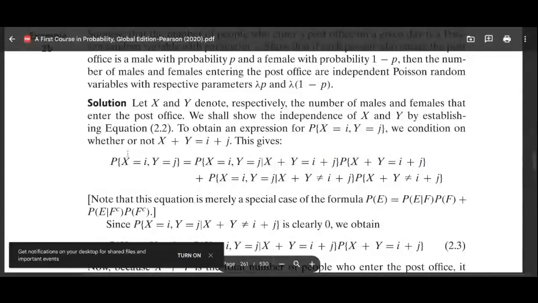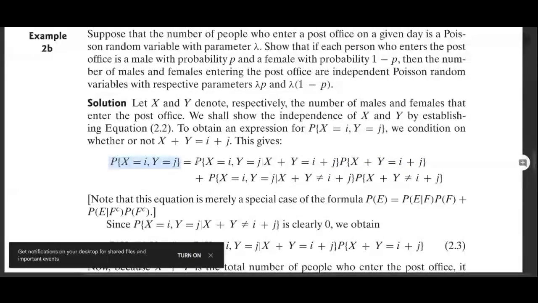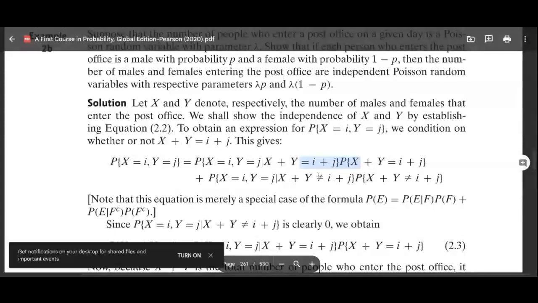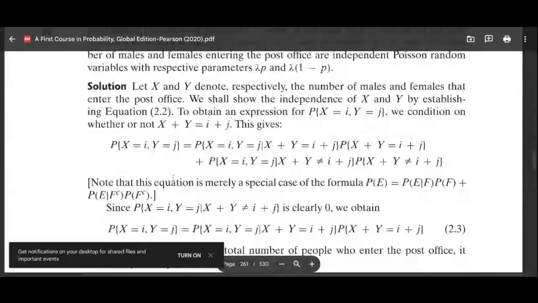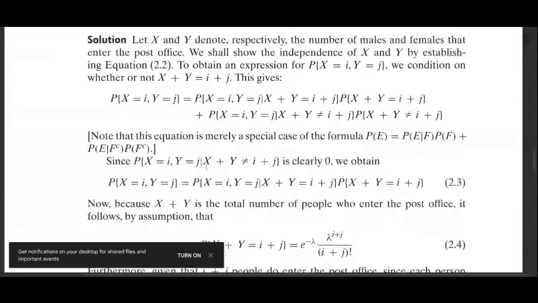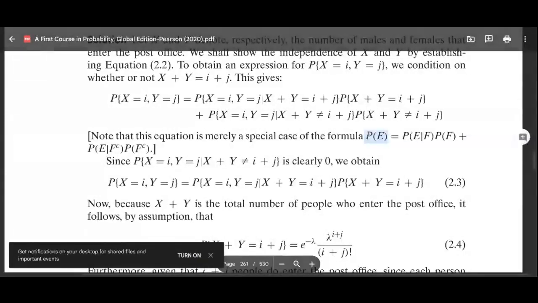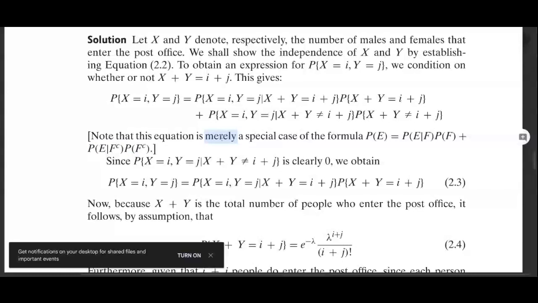So now we can write the numerator as the conditional probability multiplied by the denominator, plus this other part, which is for the case where X plus Y does not equal i plus j. So they are divided into two groups to consider. Be careful, it is merely this one plus this one.